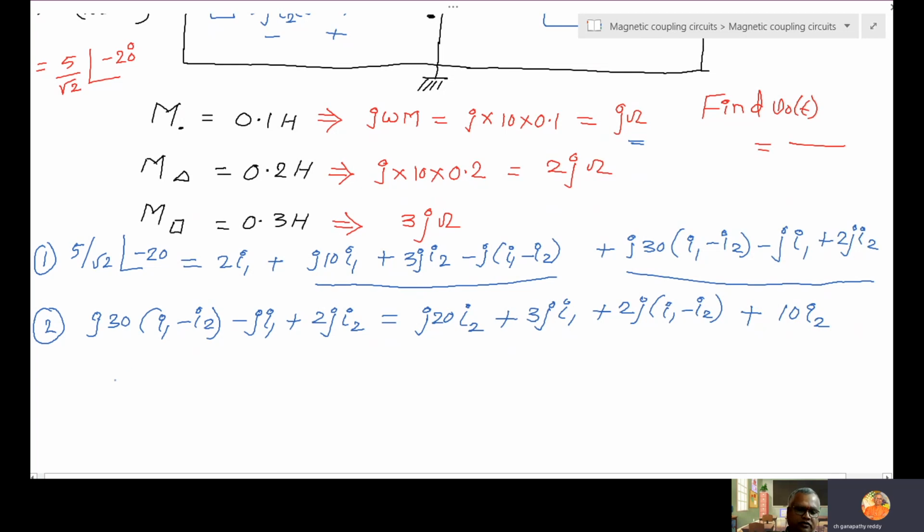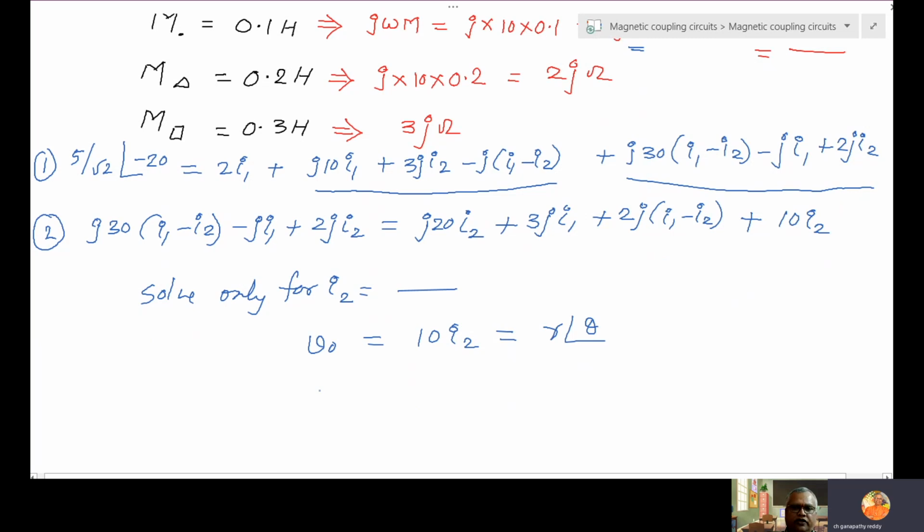And how many unknowns are there? I1, I2, two unknowns. Solve only for I2. Then we have to find V0. V0 is nothing but 10 into I2. So this answer will come in the form of R of angle theta. This R of angle theta is in phasor form, right, not trigonometric form.